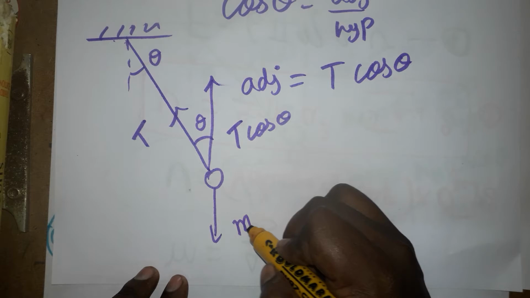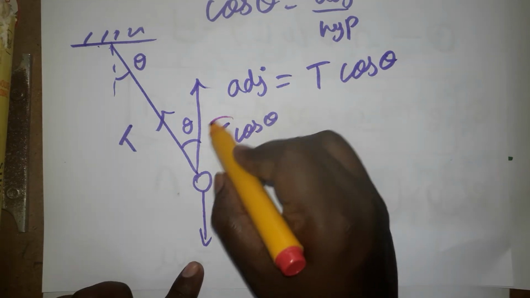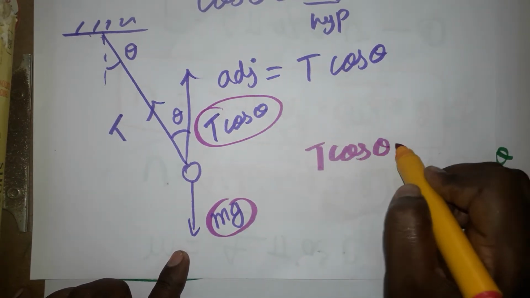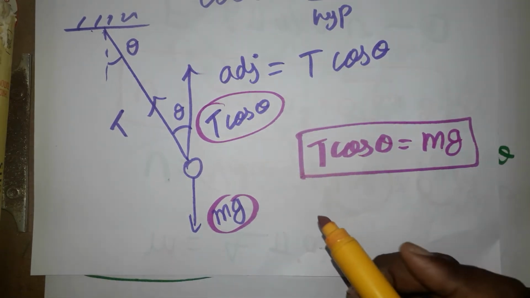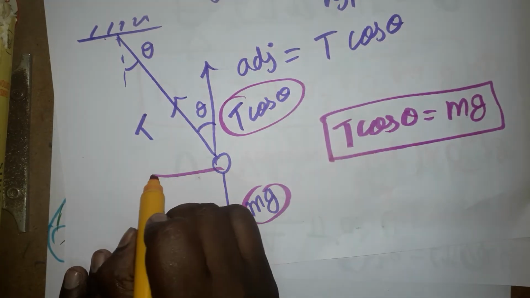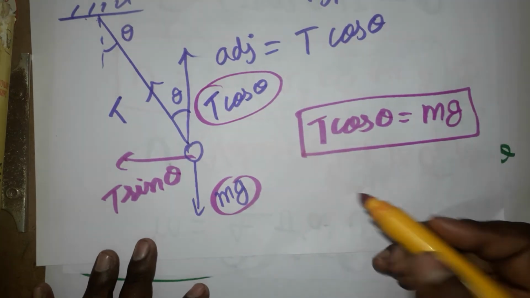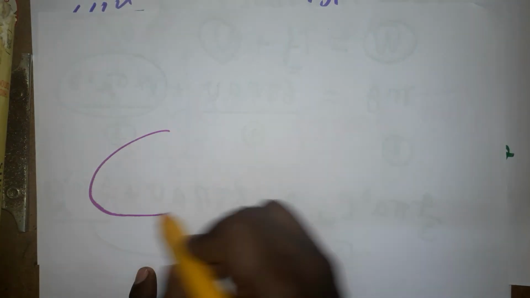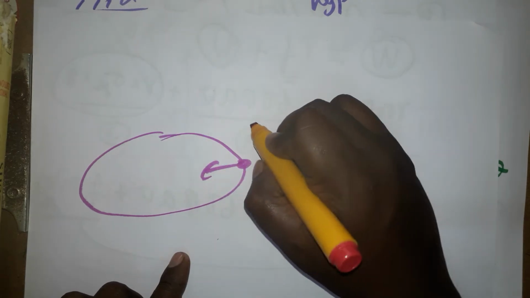Downwards will be the weight of the pendulum, mg. So upwards is T cos theta and downwards is mg, so T cos theta is equal to mg. Downwards is always the weight, and weight is equal to mg. We know this side acts T sin theta, the force acting towards the center, which is equivalent to the centripetal force. The force is towards the center, pulling the pendulum, and that is the reason it moves in a circular motion.